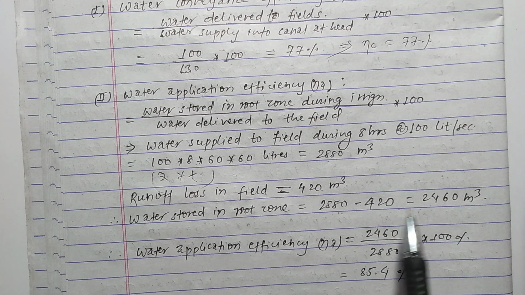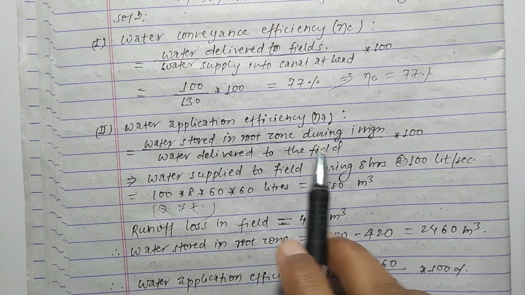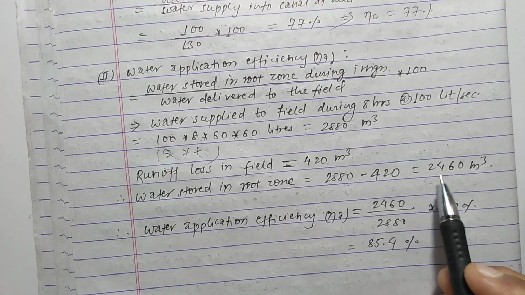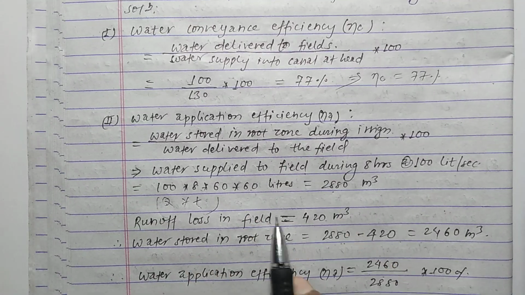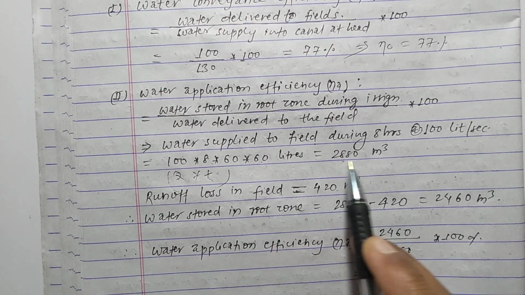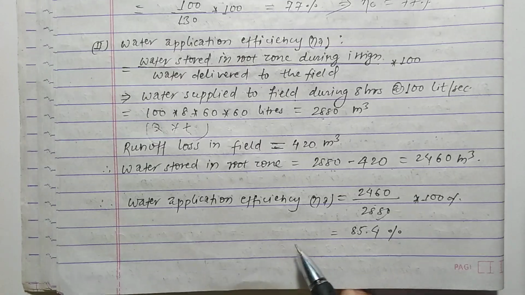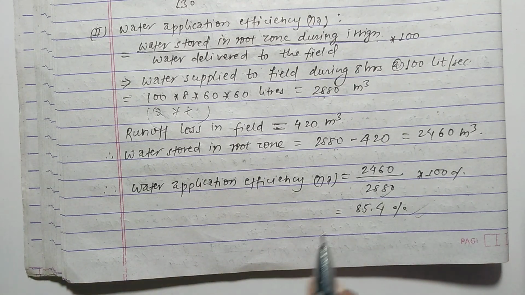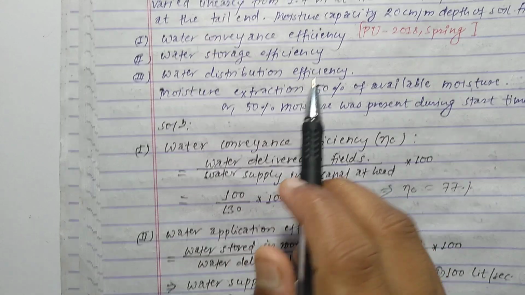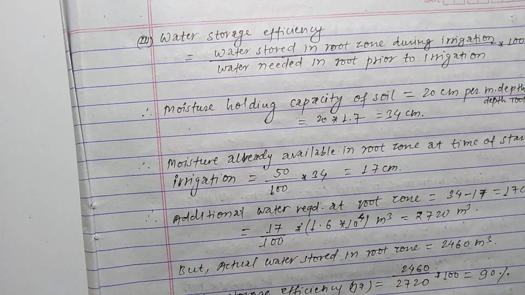Now we can calculate the water application efficiency with the help of this formula. Water stored in the root zone during irrigation is 2460, divided by the water delivered to the field, which we calculated as 2880. So we put these two values in this formula, and we get the water application efficiency, eta A equal to 85.4%. And now we have to calculate, in third number, the water storage efficiency. So let's see this.